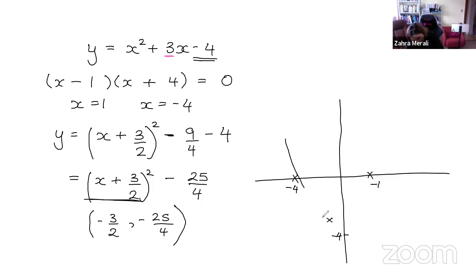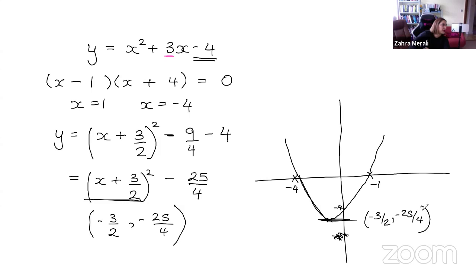So let's say that's your minimum point, and I will attempt. Minus 4 should be above, ignore me. Minus 4 should be there, and I will attempt to draw it. And that minimum point there is minus 3 over 2, minus 25 over 4. That could be a 3 or 4 mark question where you've sketched your whole graph.